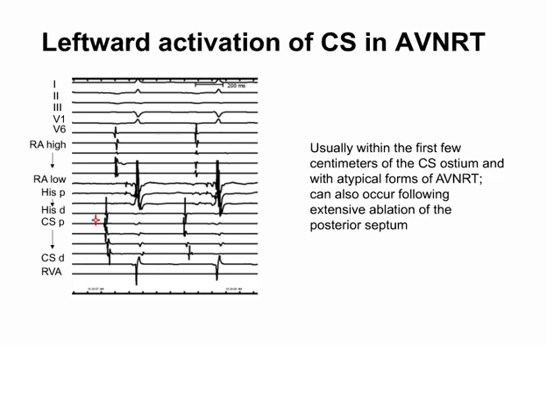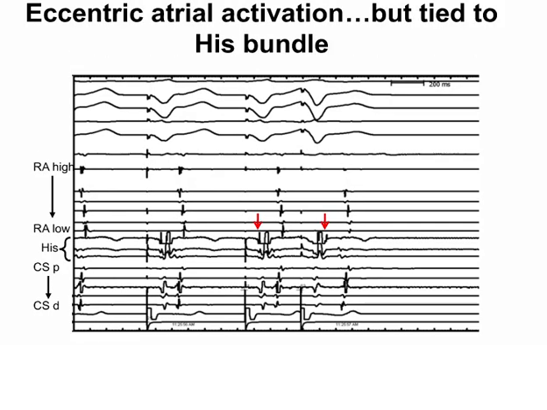AV node reentry. The other way you can get this kind of funny activation is if you did a lot of ablation in the posterior septum, trying to either get a pathway or get a slow pathway, or sometimes you couldn't figure out the diagnosis and you're just bombing away back there trying to get rid of something. And I think this next example shows where this type of maneuver can be quite useful.